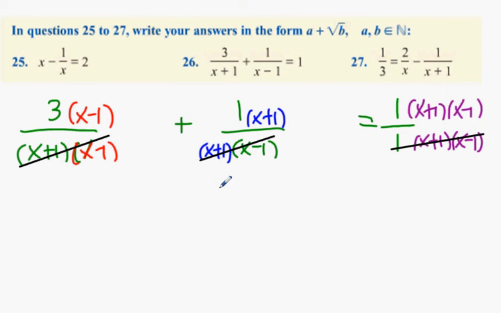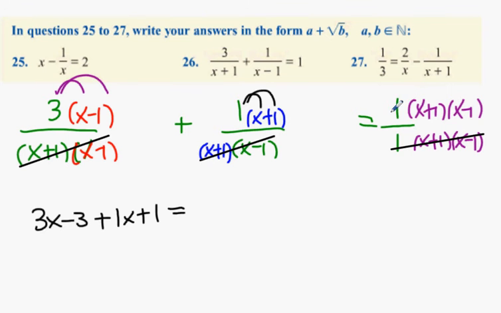Okay, and after the bottoms cancel, what do we get next? 3x minus 3 plus, anybody? 1x plus 1 equals, after that. Now see the 1 on the outside. 1 times anything is the same object. 1 times a table is a table. The 1 is irrelevant. Okay?